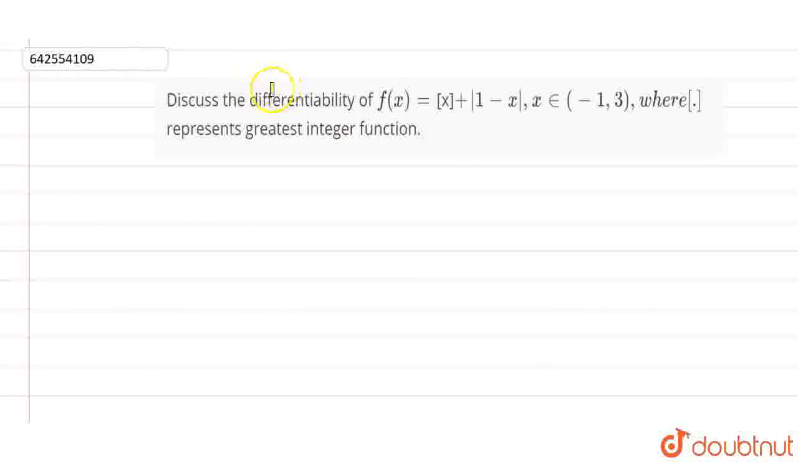Okay, so the given question here we have is: discuss the differentiability of this function f(x) = [x] + |1 − x|, where [x] is the greatest integer function and x belongs to the interval −1 to 3.